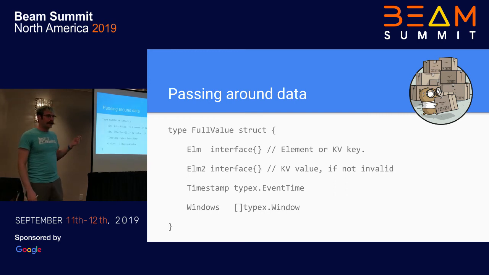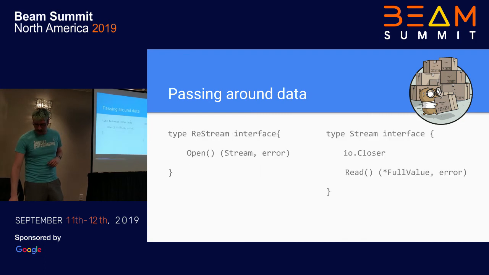While we're passing things down between these PTransforms, the Go SDK, again, doesn't have generics, so all of this is implicitly typed. We have something we call just the full value wrapper. It contains either the K or the implicit KV, the associated timestamp, and the windows. So basically all the information that is part of the Beam model so that more advanced transforms can be handled.